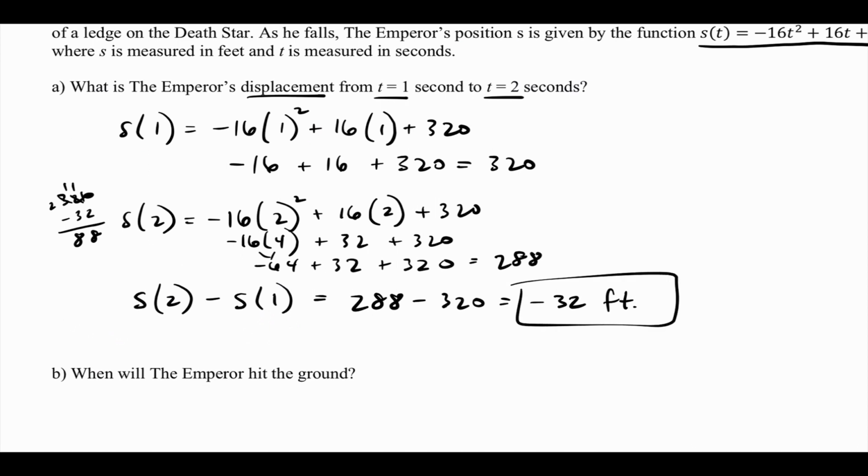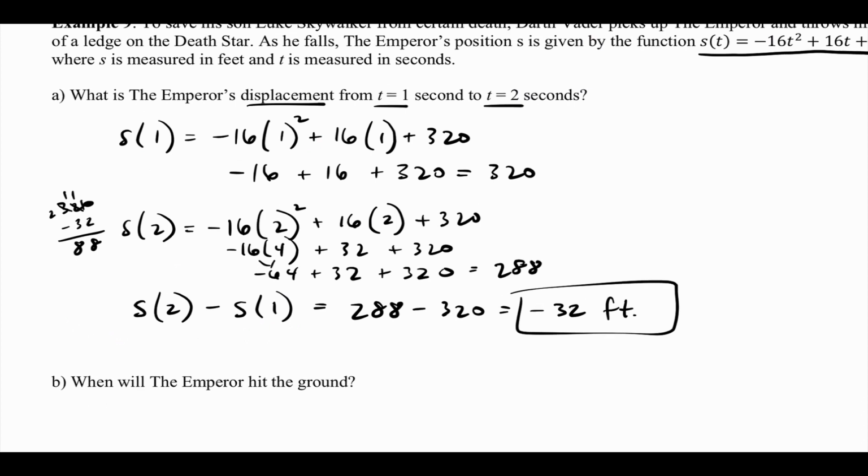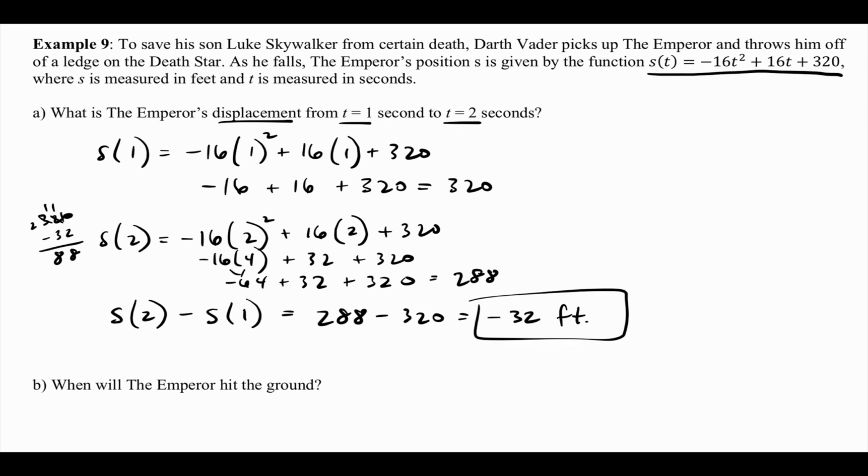Does it make sense that it would be a negative number? Negative distance. What is he doing? Where is his body moving? He's falling down, right? It says he's fallen off a ledge. He throws him off the ledge. So at 1 second, he's up here somewhere. At 2 seconds, he's down there somewhere. So does it make sense that he's going in the negative direction? Yeah, that makes sense. Always check to see if it makes sense.